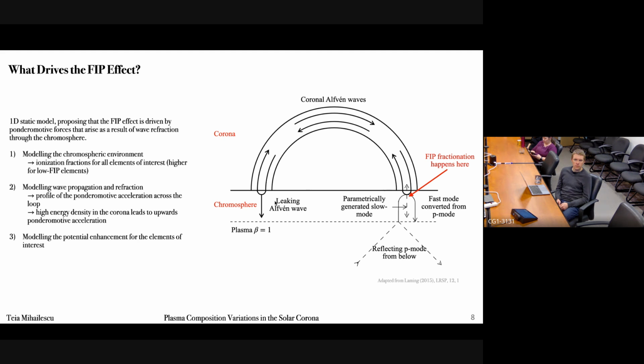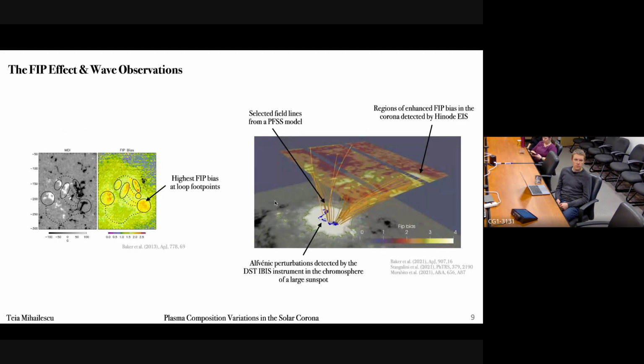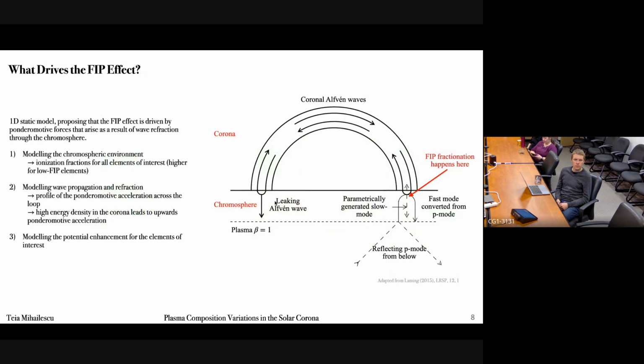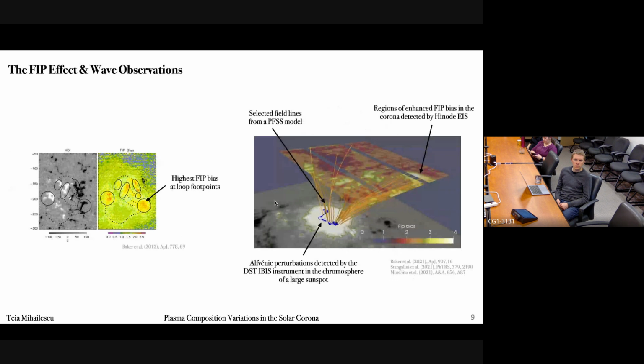And although this is typically the main thing we think of when we talk about plasma composition variations, there are a few, oh, sorry, I had another point on this, which is that, in the ponderomotive force model, the idea is that the fractionation process happens in the chromosphere, and then plasma with changed abundances is moved along coronal loops up into the corona. So the fractionation process happens at the foot points. And in observations, we do see enhanced FIP bias at the foot points of active region loops. And I have an example of that on the left-hand side here.